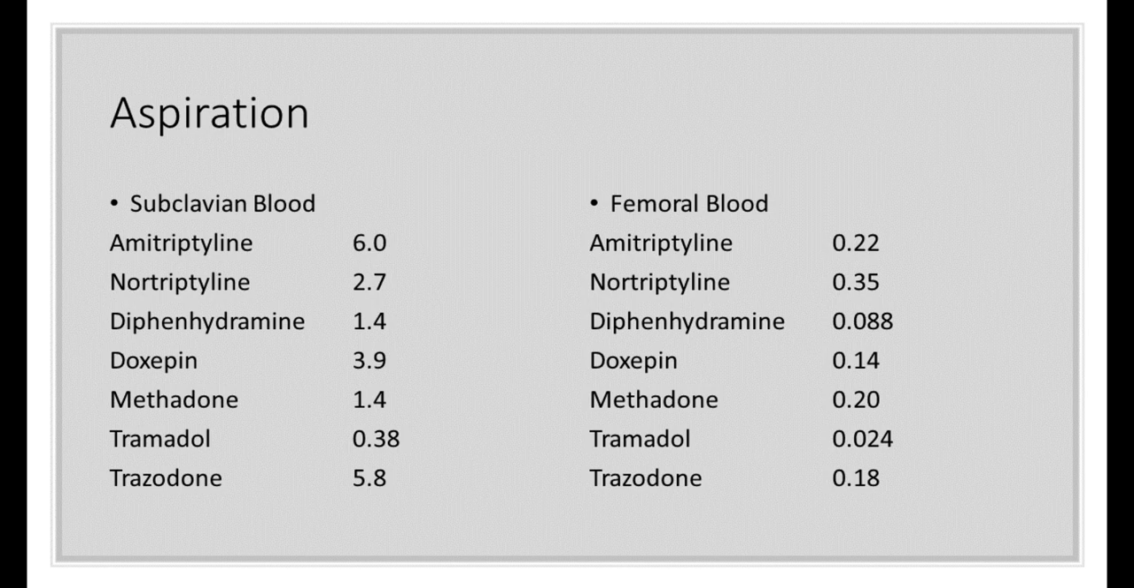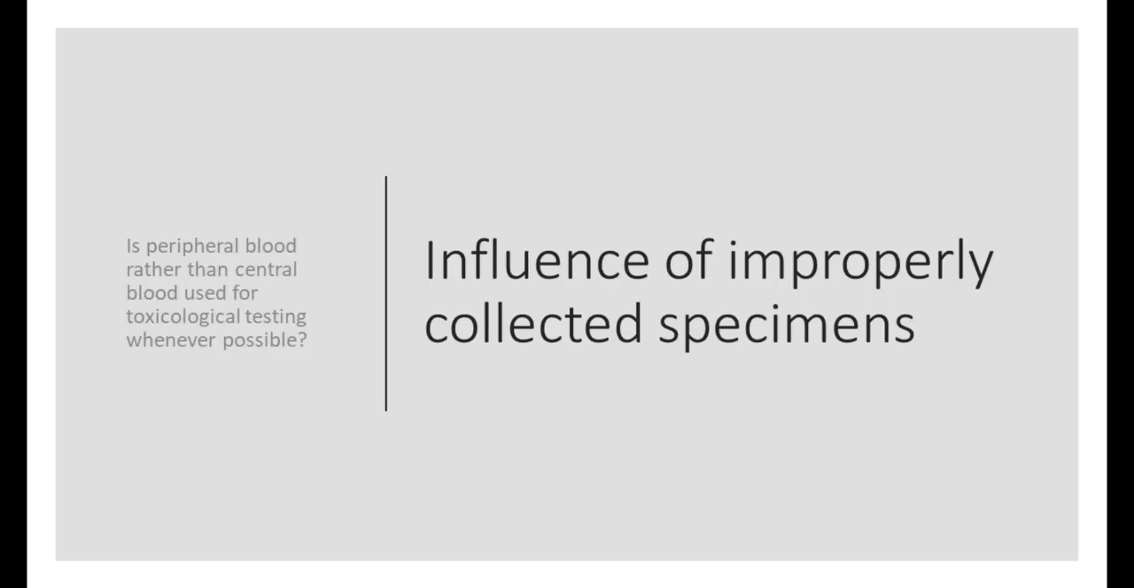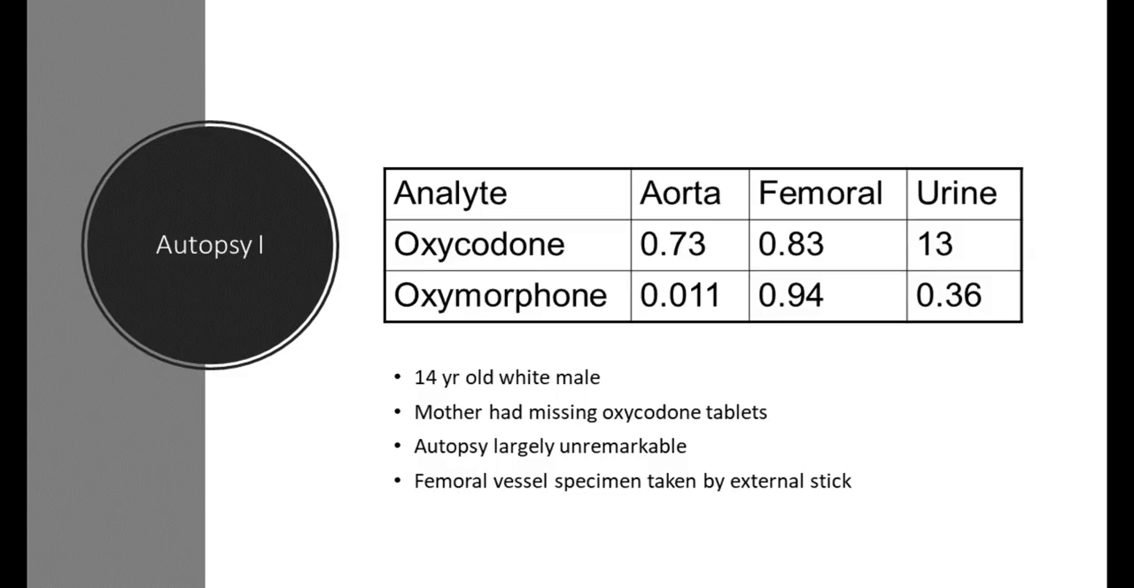to believe that this is a suicide because these concentrations are indicative of that in the subclavian blood, but they're perfectly normal in the femoral blood. So that's why taking femoral blood is very important. However, things can go wrong with taking femoral blood or peripheral blood. And this is an example of that.